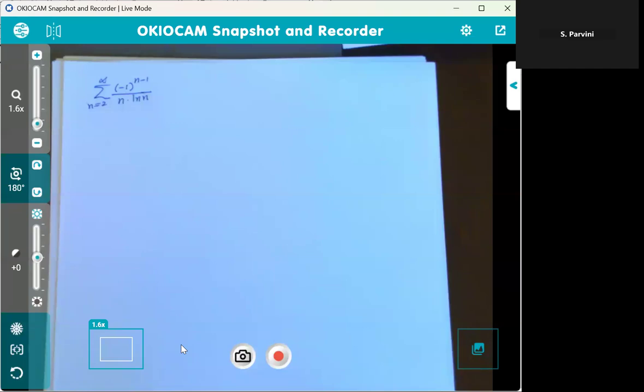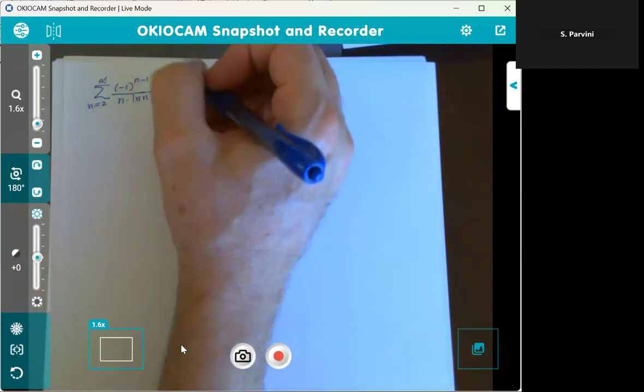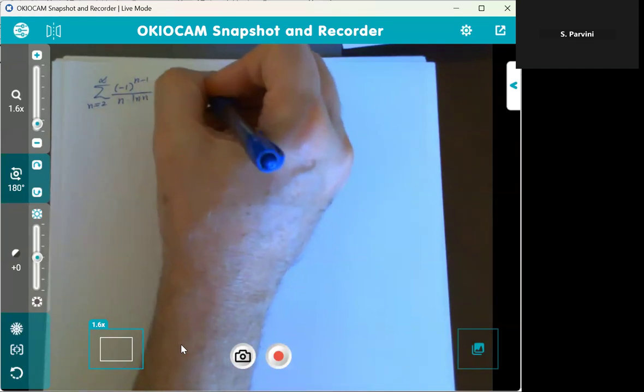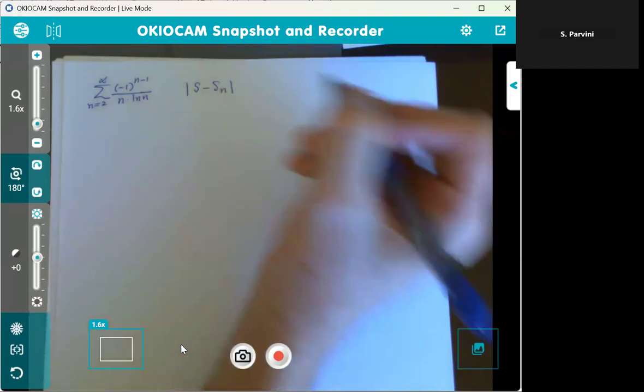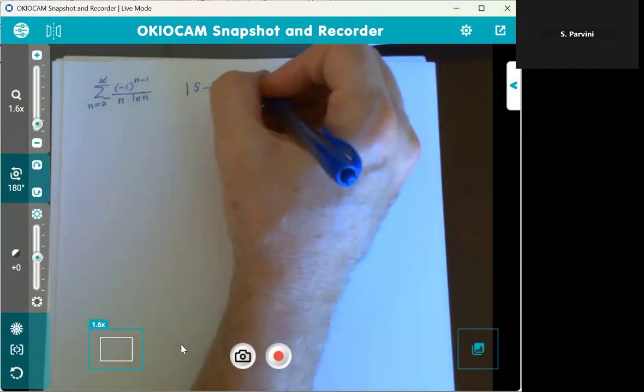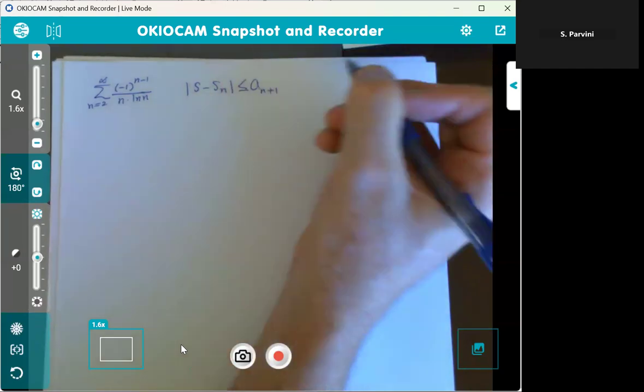Okay, now remember that the absolute value of the difference between the sum and the nth partial sum is going to be less than or equal to the next term, which is a sub n plus 1.